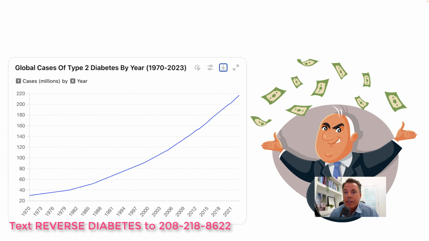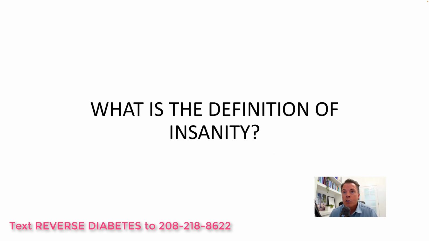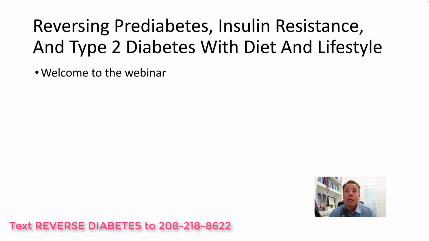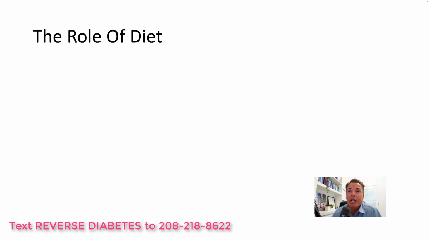We definitely don't want to fix this because we're making a ton of money from it. So what is the definition of insanity? The definition of insanity is doing the same thing over and over again and expecting a different result. That's what we've been doing since 1970. And as you can see, the problem is getting worse. So how do we reverse it? Let's get into the nitty gritty.